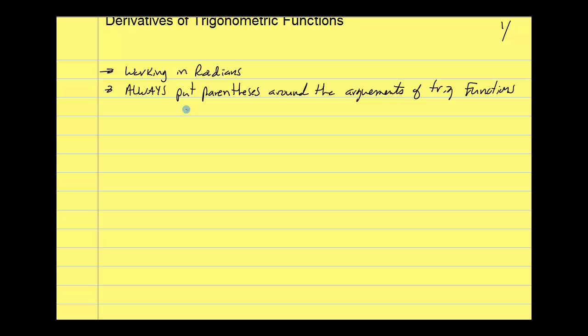functions. So for instance, if you have a function y equals sine of x, I don't want to see it written without parentheses. I want to see it written as y equals sine of (x). This is my preference because pretty soon this argument is not going to just be x. It might be something like the sine of x plus 1, and then you might see it written without parentheses, and then it's ambiguous. Is the argument x or is it x plus 1? So I insist that you always put parentheses around the arguments of your trig functions. I do not want to see them written without that parenthesis.